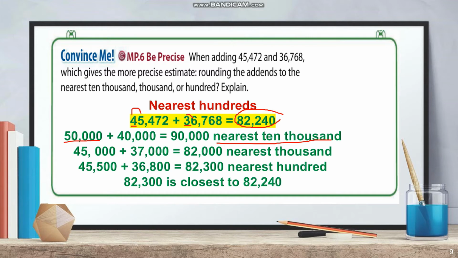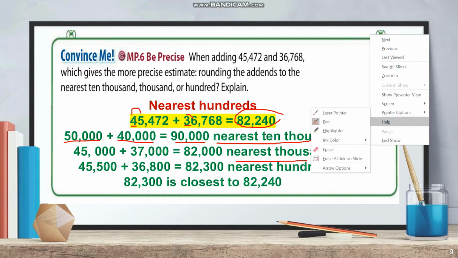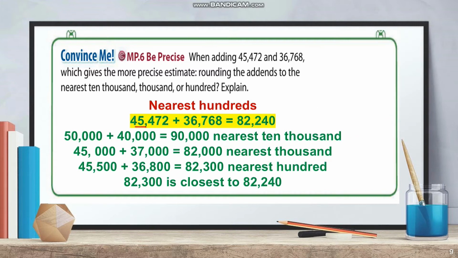So we need to add 1 more, 40,000. So 50,000 plus 40,000 is equivalent to 90,000 when we round to the nearest 10,000. But when we round to the nearest 1,000, the 1,000 place, we have 5 and 6. 5 is followed by 4, so it becomes 45,000. 6 is followed by 7, so we need to add 1 more. It becomes 37,000. So 45,000 plus 37,000 equals 82,000 when we round to the nearest 1,000.